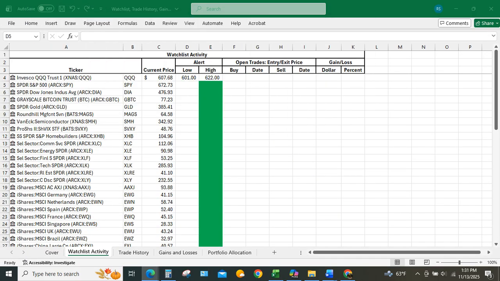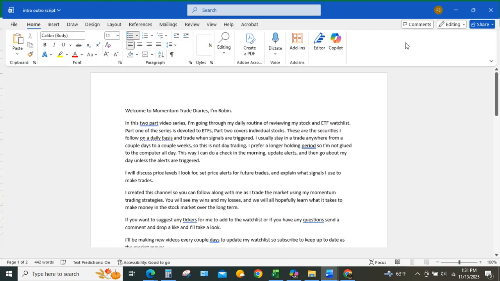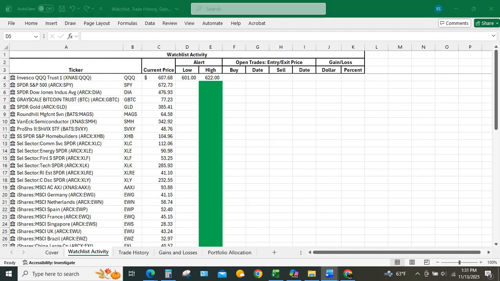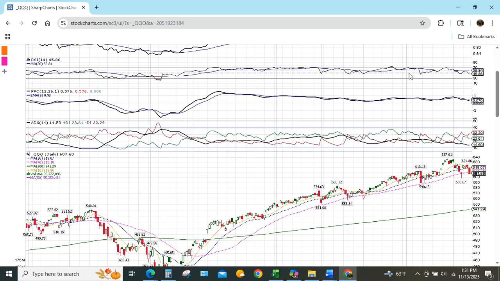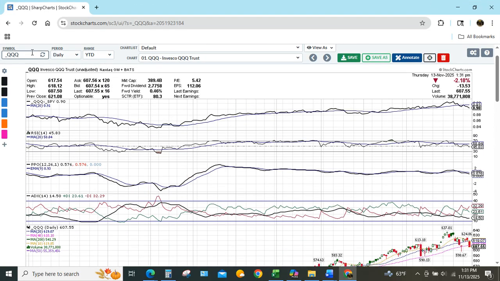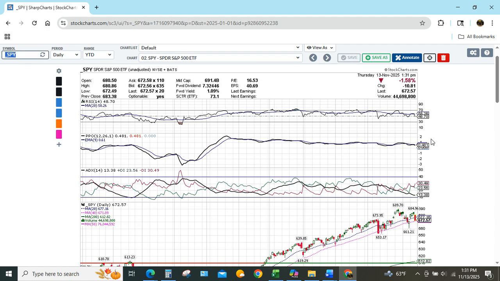Whoa, that's the wrong screen. No, that's the wrong screen. Where did the screen go? Here it is. So this is QQQ and SPY.